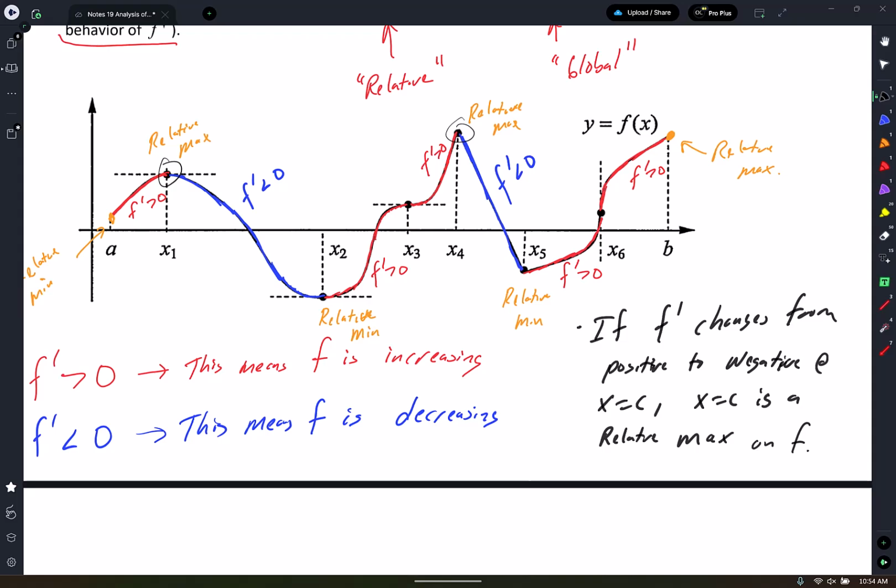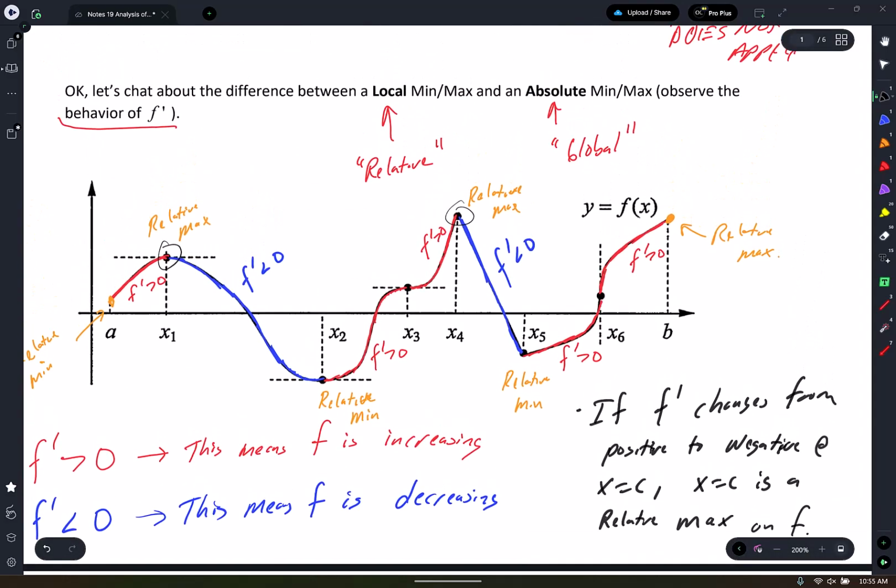Oh, so there's a relative min. No, the other way around. It depends on what starts from left to right. Yeah. If f prime changes from positive to negative, I wrote it. If f prime changes from negative to positive, then I have a min. I don't know if I have enough space for the min one.